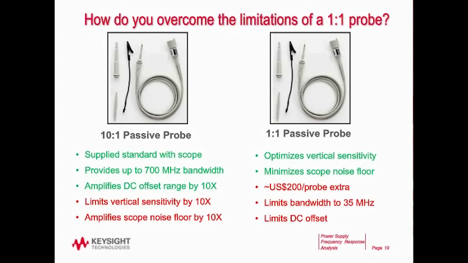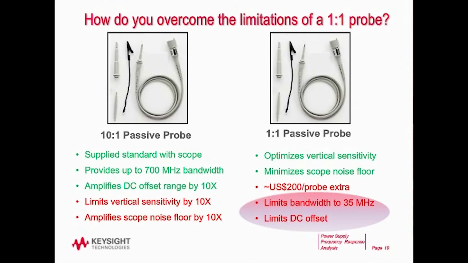So let's go back to the 10-to-1 versus the 1-to-1 passive probing issues. Remember the limitations I mentioned of the 1-to-1 passive probe. And by the way, the 1-to-1 passive probe, for the measurements I just did, was the right probe to use between these two, because the 10-to-1 passive probe reduced my input sensitivity such that I couldn't measure this low-level noise. With the 1-to-1 passive probe, I can clearly see the output ripple, but I still have two relatively big limitations. One is bandwidth, and the other is the DC offset capability.